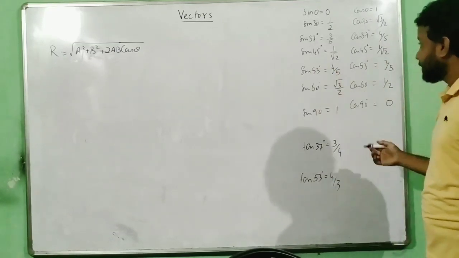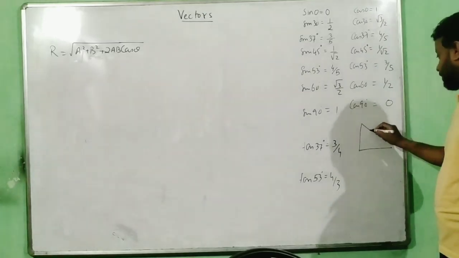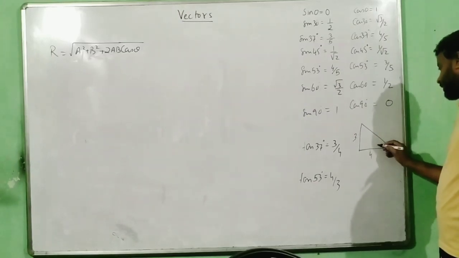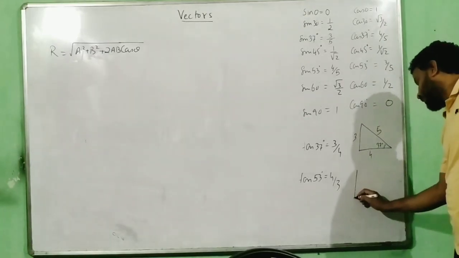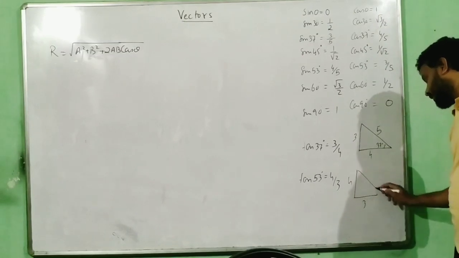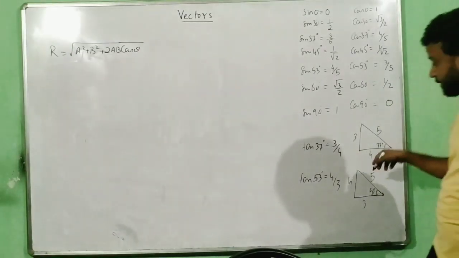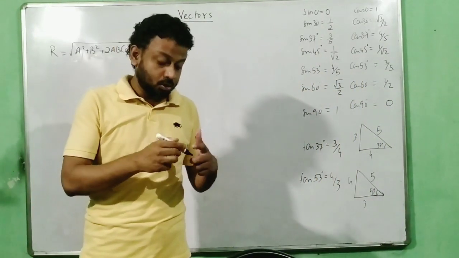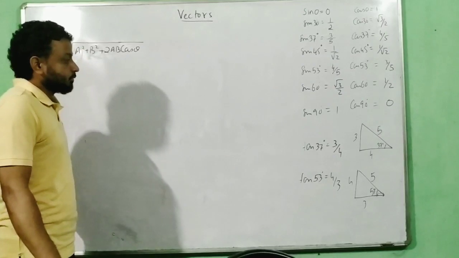Now where does this angle come from? This angle comes from the triangle which you have learned in Pythagoras theorem. If this is 3 and this is 4, then this angle will be equal to 37 degree and the hypotenuse is 5. If this is 4 and this is 3, then this angle will be equal to 53 degree and the hypotenuse is 5. So this is the famous triangle. Every teacher prefers to teach this triangle when they teach Pythagoras theorem for the first time. 3, 4 and 5, a very famous triangle. So it comes from there.